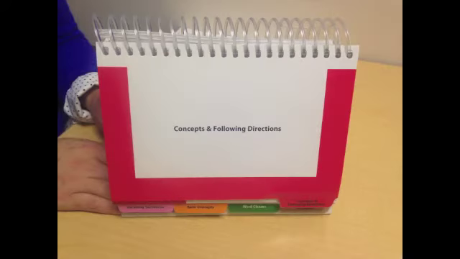Now let's look at some more pictures. I will point to each picture and then you tell me what you see or what is happening in the picture. Let's start. What is the girl doing? Ride a bike. These animals. Point to the cat.